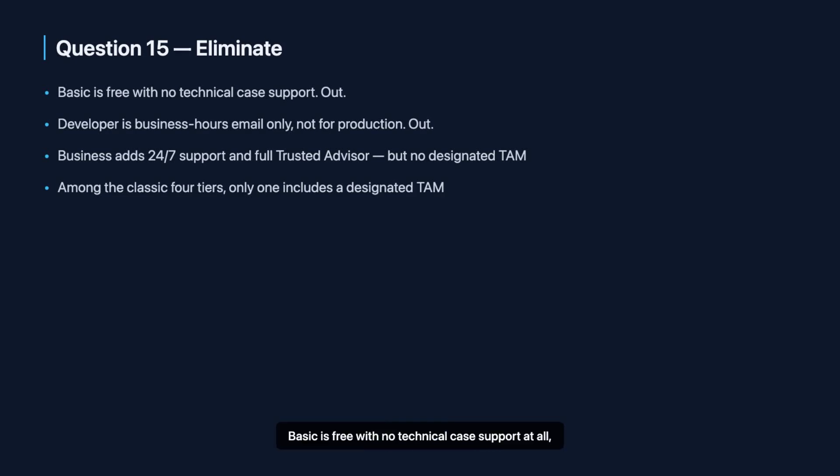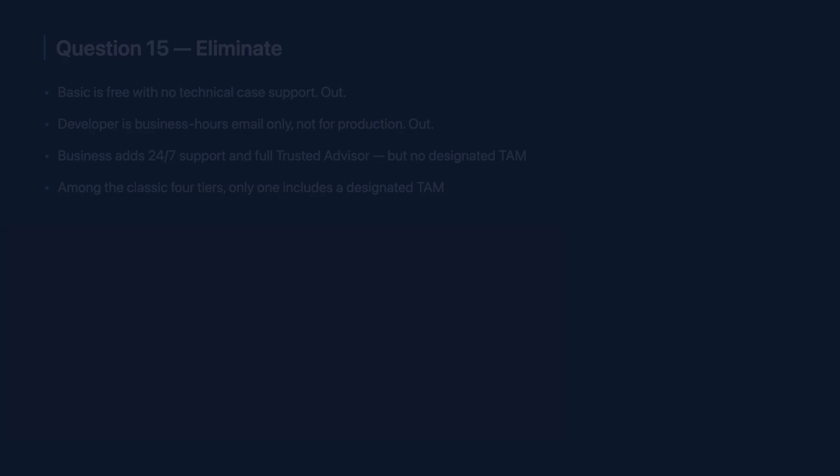Eliminate. Basic is free with no technical case support at all, so it's out. Developer is business hours email only and not meant for production, out. Business is the closest contender. It adds 24/7 phone and chat support plus the full Trusted Advisor check set, which sounds production-ready, but it does not include a designated technical account manager. Among the classic 4 tiers, only one includes a designated TAM, and that's the discriminator on this question.